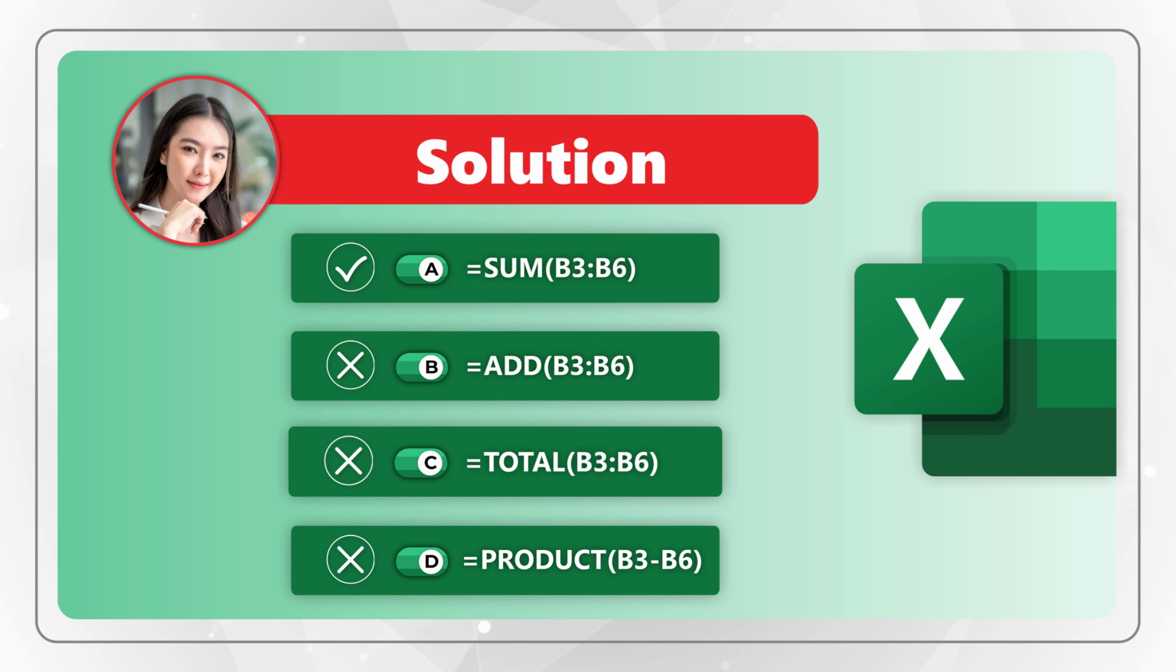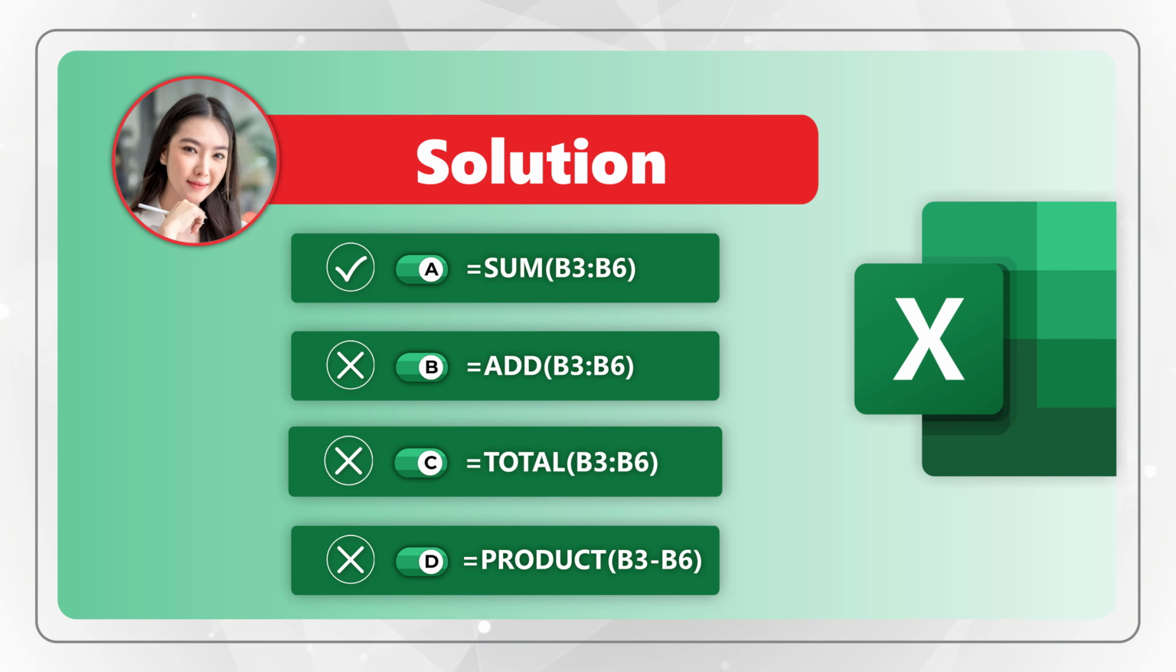As you might have figured out, the correct answer here is choice A: equals SUM, and then in parentheses range B3 through B6. The SUM function in Excel adds up the range of numbers. And to calculate the total sales for 2022, we need to add up all the sales figures for all quarters in 2022. As you can see, column B represents the sales data for 2022, and rows 3 through 6 represent quarterly sales. Now we know that the correct answer is choice A: equals SUM, and then in parentheses cell B3 through B6.